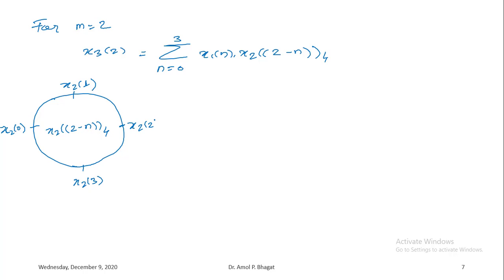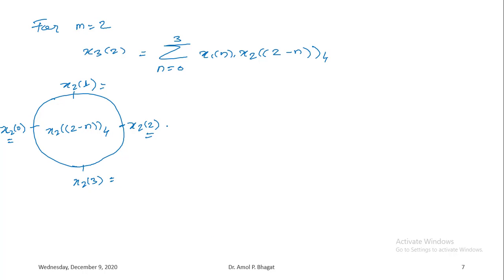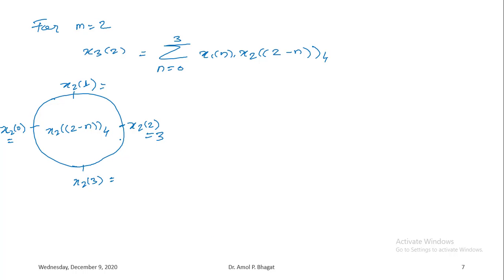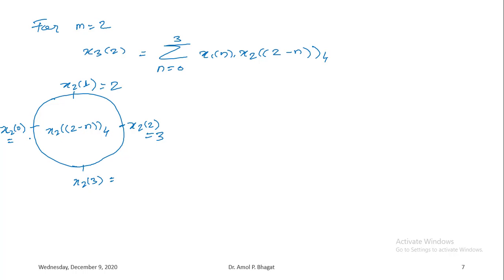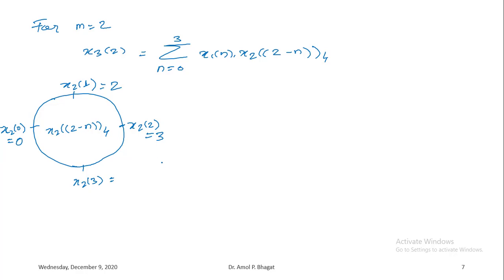So we can write down these values here, whatever values the sample has. So x2 of 2 is 3, x2 of 1 is 2, right? x2 of 0 is 1, and x2 of 3 is 4. So x2 of 3 is 4.